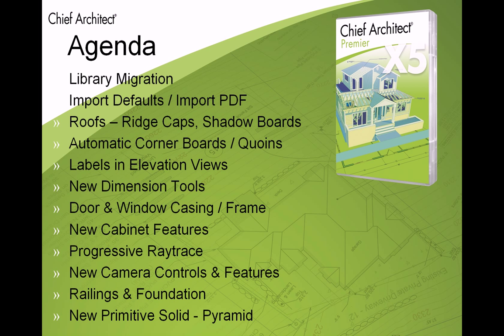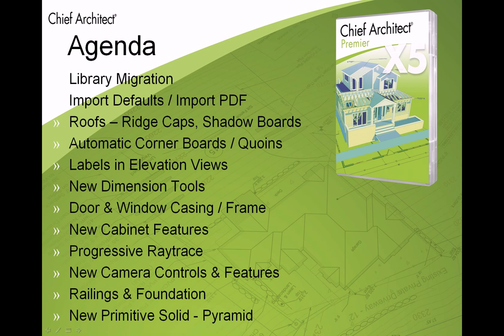Okay, so let's go ahead and get into our agenda of what we're going to cover today. Today we're going to have a look at a brand new library migration tool that will make the migration over to X5 much easier from prior versions. We have a new import default from other plans option, as well as importing PDF documents. We're going to look at some new roof tools, an example of that would be ridge caps and shadow boards. There's some other roof options we're going to take a look at today as well.